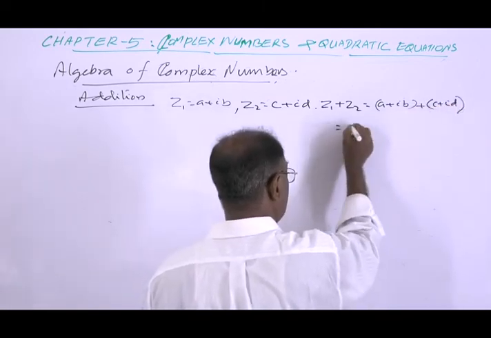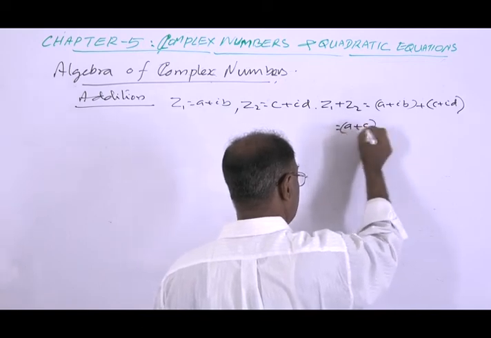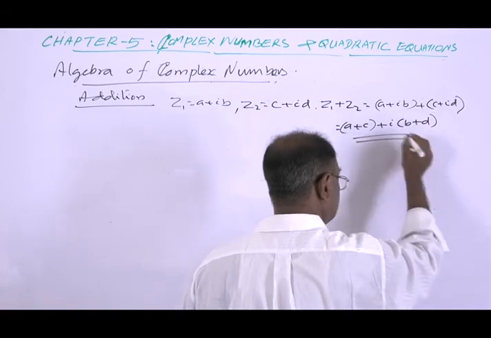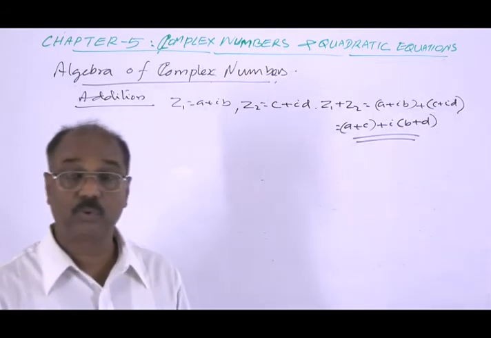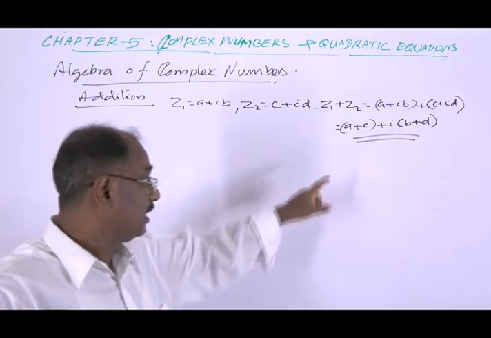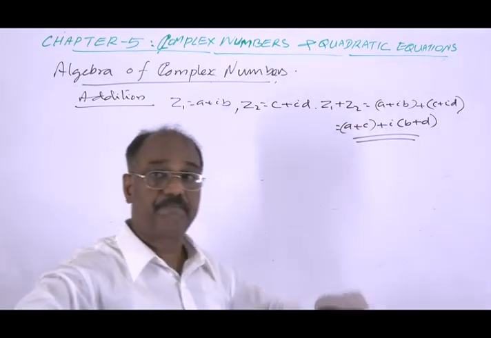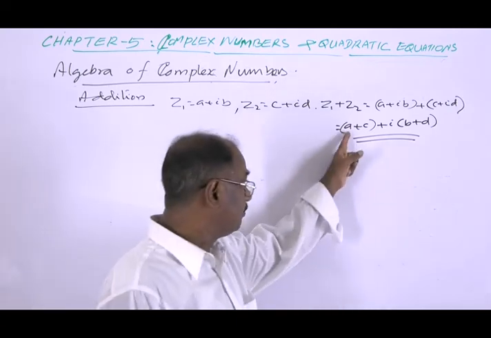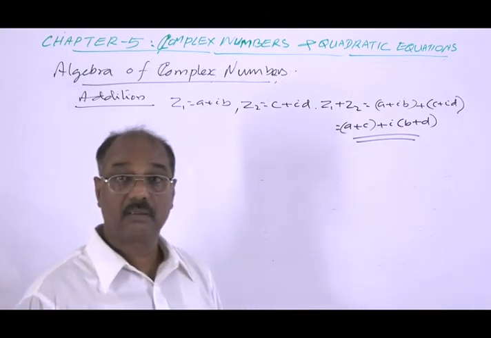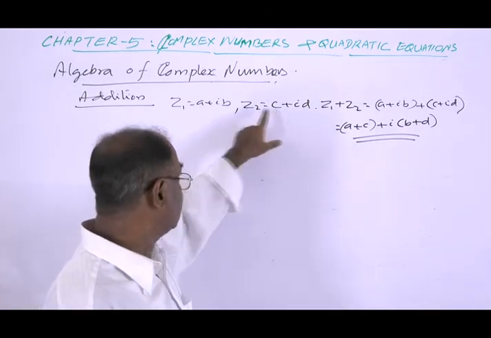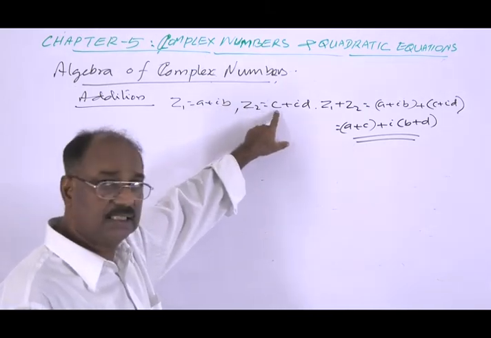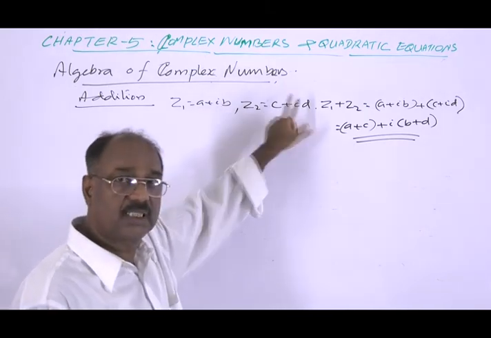which is equal to A plus C plus I into B plus D. So this is the definition. The sum of the two complex numbers Z1 and Z2 is defined in this way, A plus C plus I into B plus D. Here in the sum, A plus C is the real part and B plus D is the imaginary part. The real part of the first is A and the imaginary part is B. The real part of the second is C and the imaginary part is D.